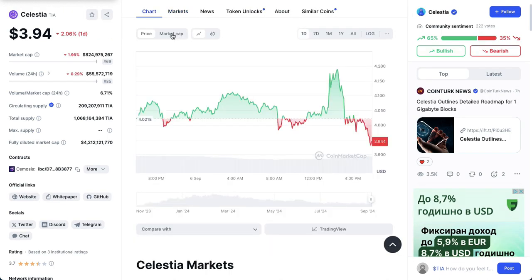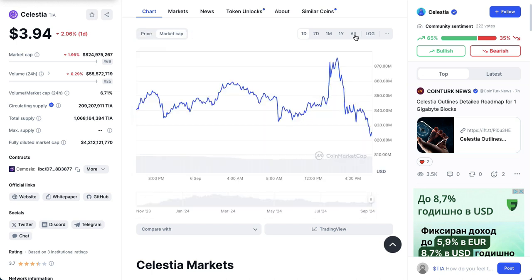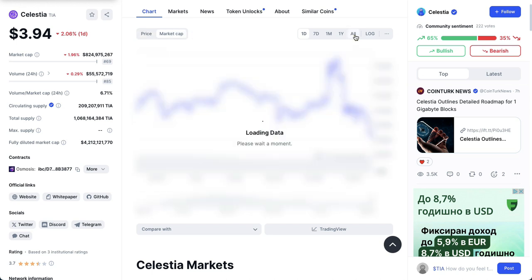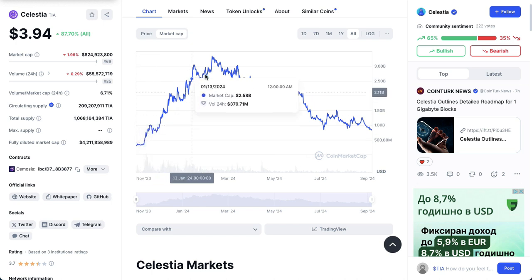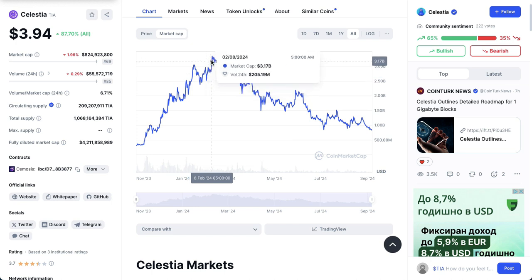So the market cap, it's around 824 million. It was launched in November of 2023 at around 330 million, and pretty much 10x by February of 2024, reaching a market cap of 3 billion, 10 times more.